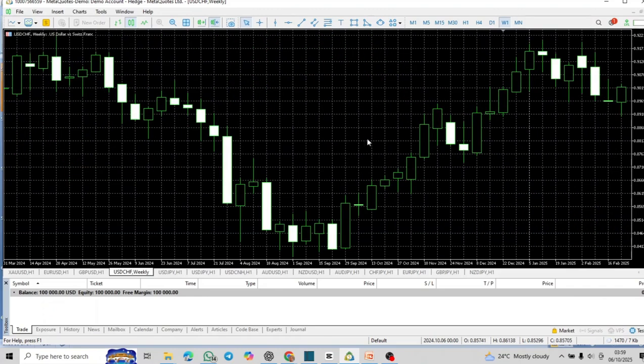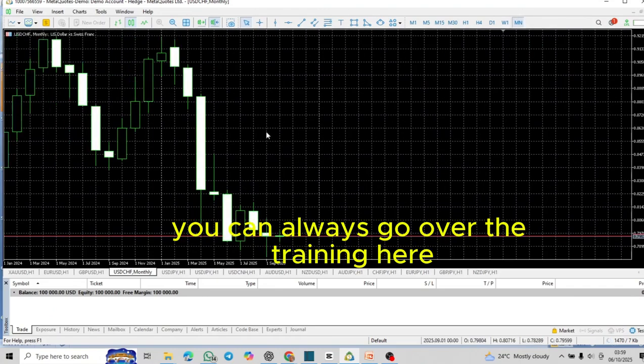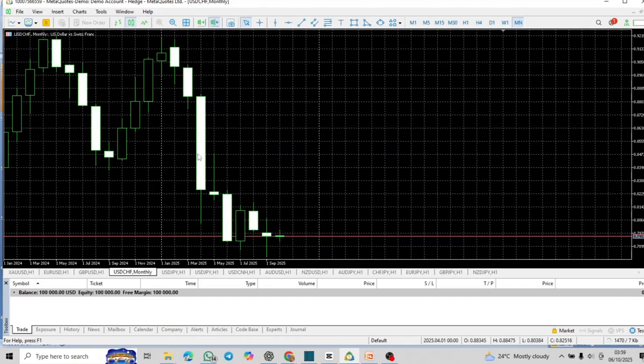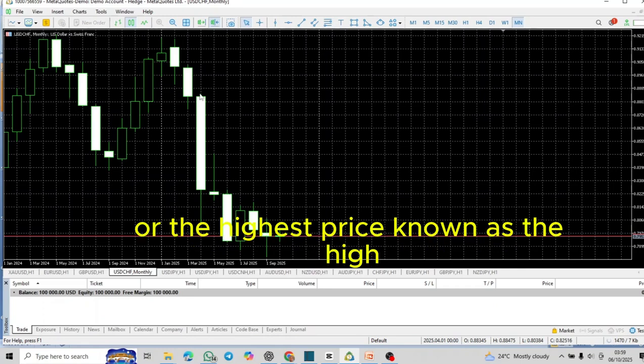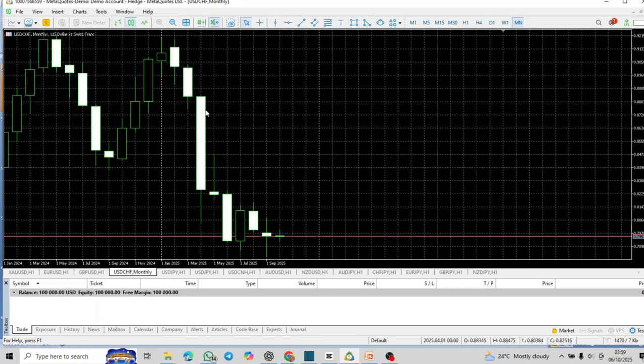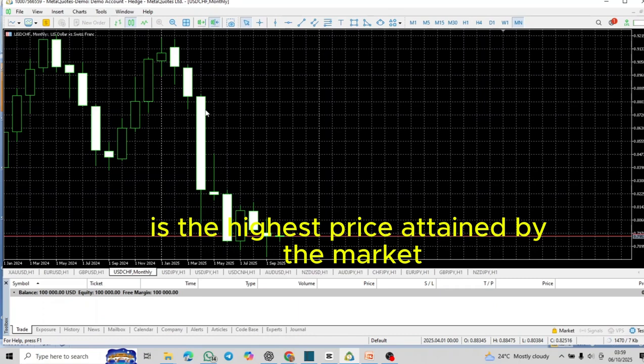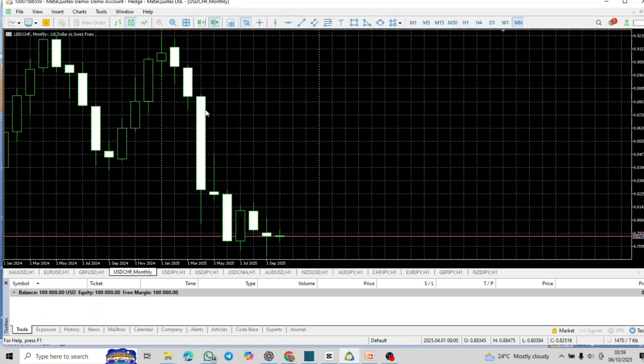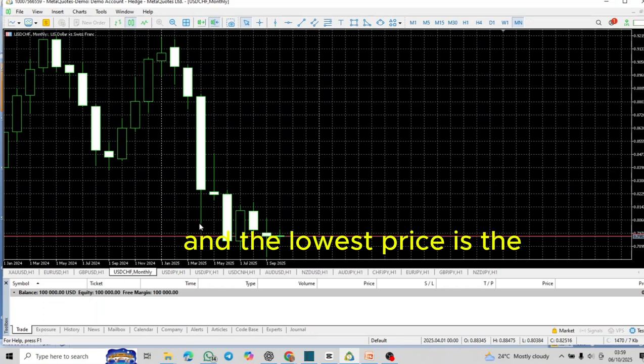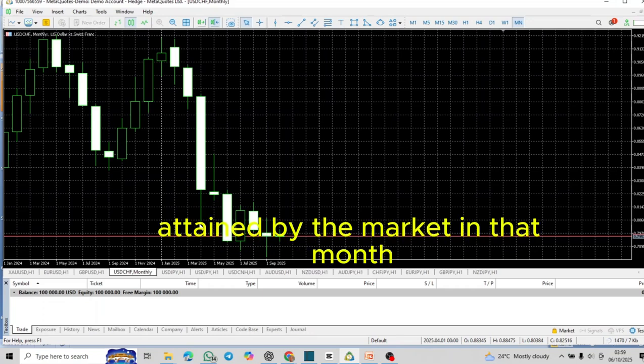You can always go over the training here. This is the monthly time frame. So the highest point here, or the highest price known as the high, is the highest price attained by the market in that month, and the low is the lowest price attained by the market in that month.